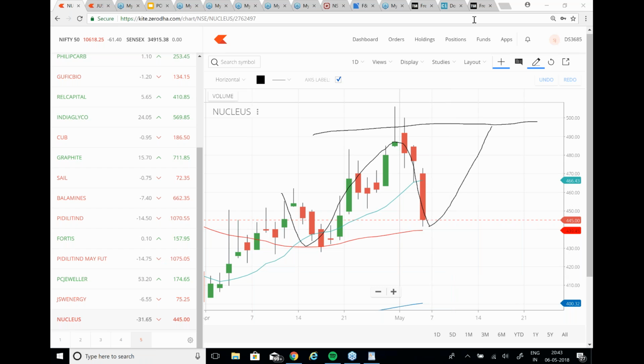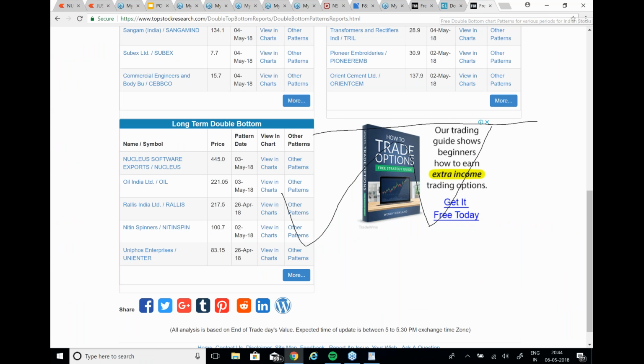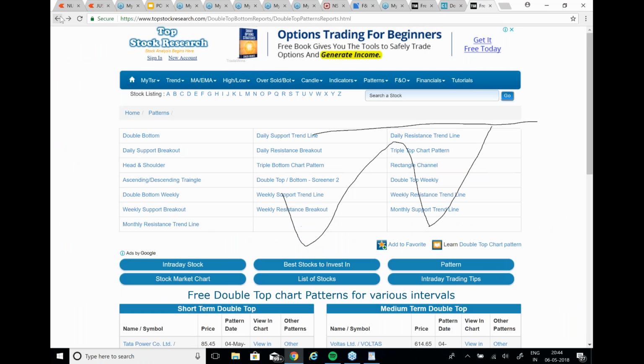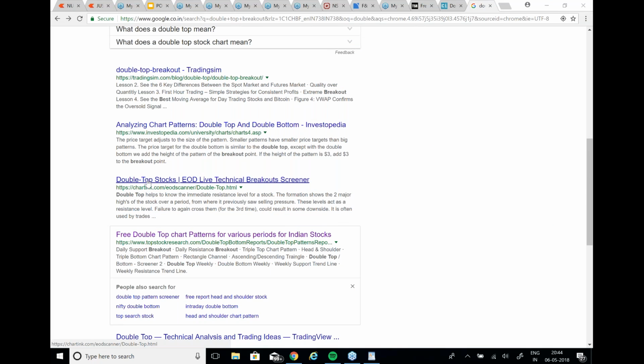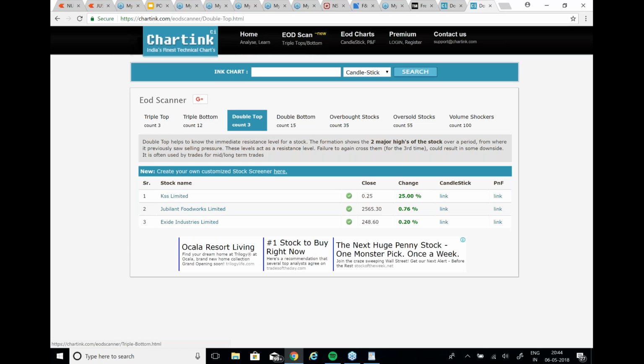There's another thing that I can tell you here when I was searching for you. So this is Top Stock Research, right? You can find out from here as well. I want to show something here. This is charting. Charting also gives you the double top stocks, the stocks which have formed the triple top, triple bottom, double top, double bottom. So if you click here, you will get the stocks directly, right?